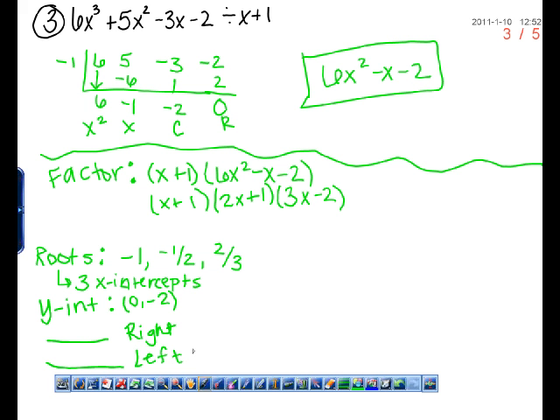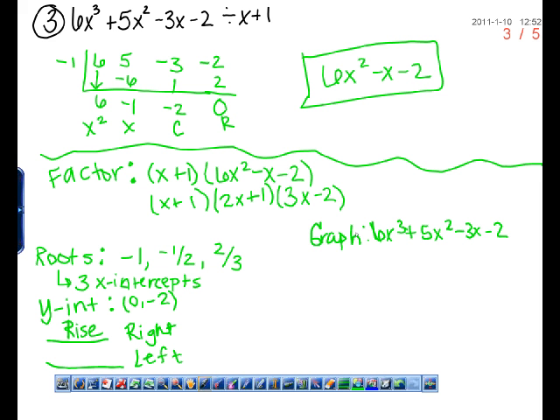What's going to happen to the right? No. It's not going to fall, so it has to rise. How do you know it's going to rise? Good. My leading coefficient up here is 6. Okay? I'm going to go ahead and rewrite this. I'm going to graph 6x cubed plus 5x squared minus 3x minus 2. My leading coefficient is 6, right?